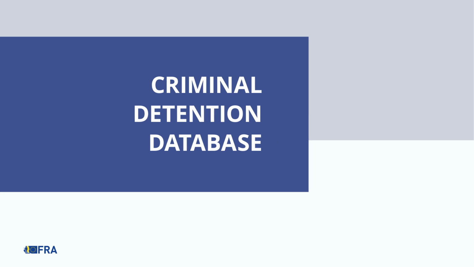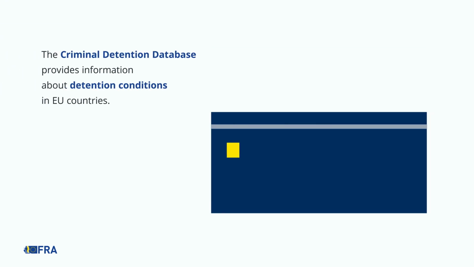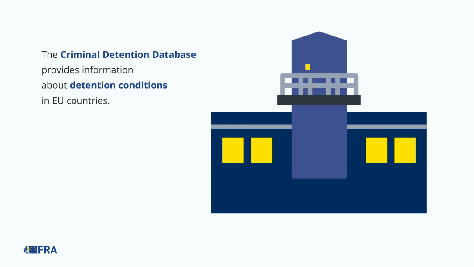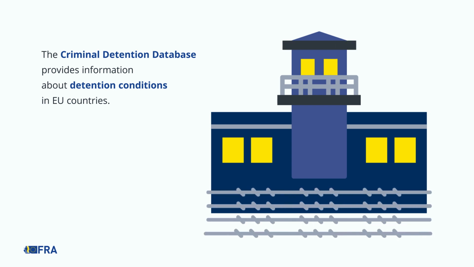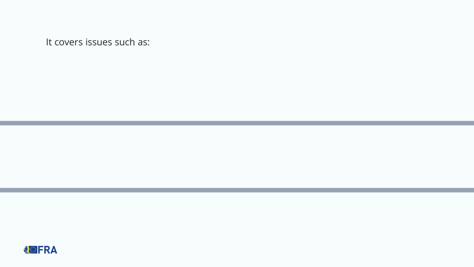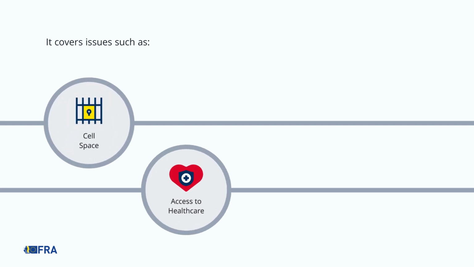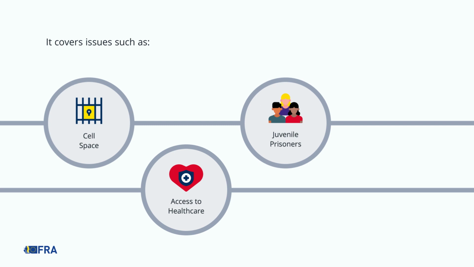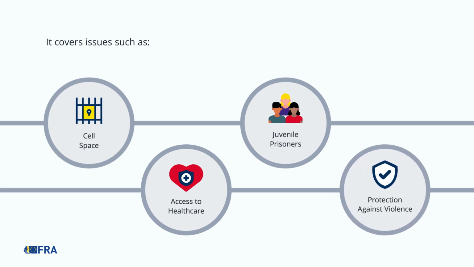The Criminal Detention Database provides information about detention conditions in EU countries. It covers issues such as cell space, access to healthcare, juvenile prisoners, and protection against violence.